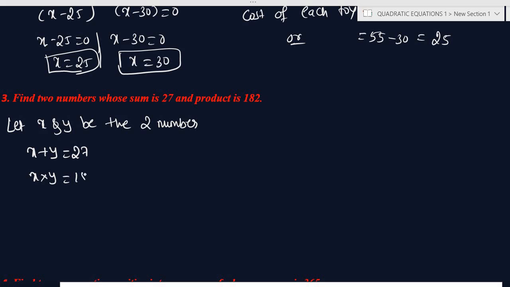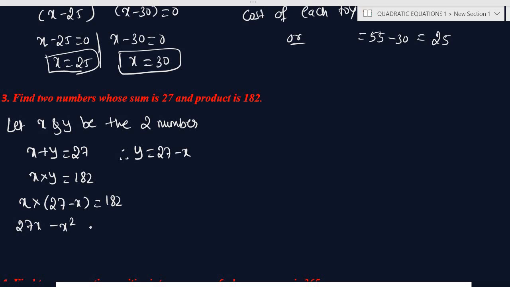See here, can I write y is equal to 27 minus x now? Therefore, putting those values, x into y, that is x into 27 minus x, is equal to 182. So x into 27 is 27x, minus x into x is x square, which is equal to 182. I take x square to that side, and 27 to that side: x square minus 27x plus 182 is equal to 0.